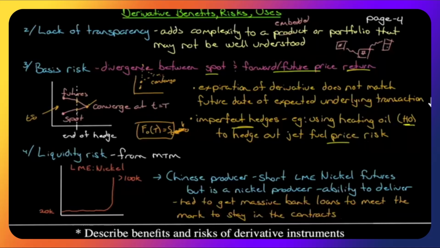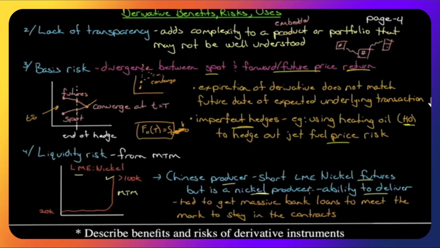Liquidity risk, good story on this one. Let's look at LME, London Metals Exchange, for nickel, the futures contract. It was sitting around 20,000 for a long period of time, and then overnight it just skyrocketed to over 100,000. And there was a Chinese producer who was short nickel futures. Well, you're short and the price is just screaming higher. However, this Chinese producer is a nickel producer and is able to deliver. But it doesn't matter. These are exchange traded, so they are marked to market every day. So this guy had to come up with billions of dollars overnight. Otherwise, his contracts would have been closed.